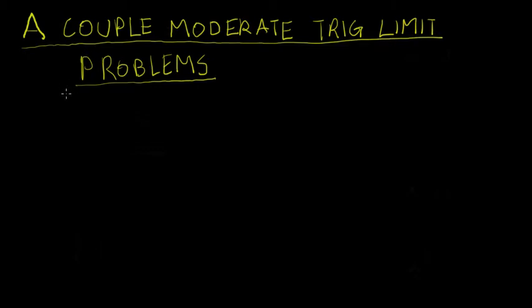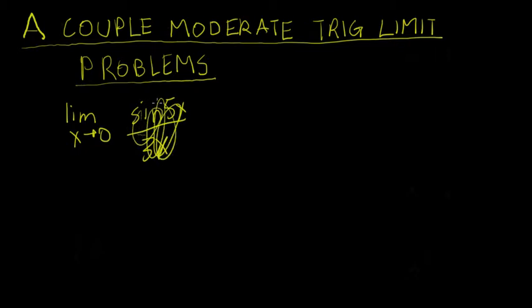In this video, we're going to be taking a look at a couple of moderately challenging trigonometric limit problems. The first one we're going to be looking at is the limit as x tends to 0 of sine of 5x over 3x. Let me write that a little more clearly here. Sine of 5x over 3x.